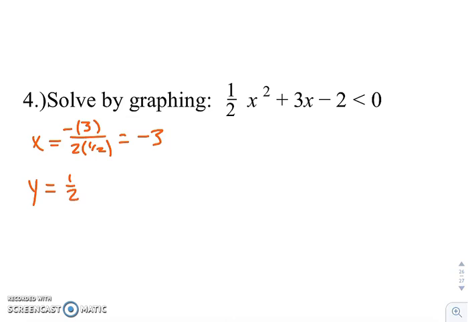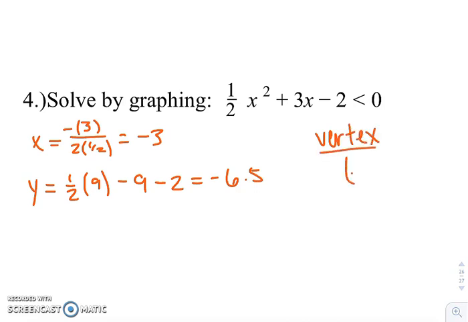So 1/2 times negative 3 squared will be 4.5. Plus 3 times negative 3 is minus 9, minus 2. So negative 9 and negative 2 is negative 11. Negative 11 plus 4.5 is negative 6.5. So the vertex is going to be negative 3, negative 6.5.